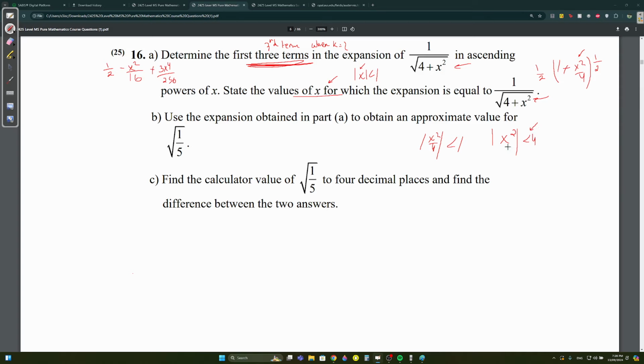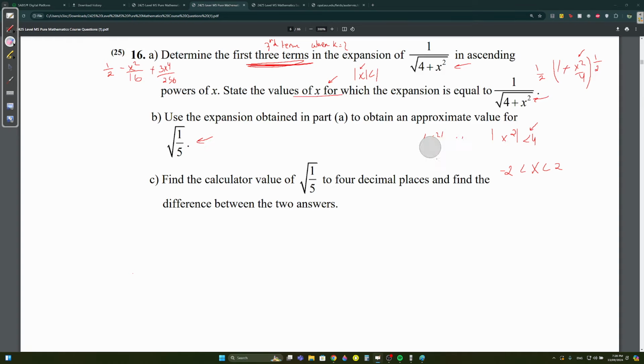Whenever you get this, I'm going to give you a trick. We said we put x in between, right? But in this case, since you have a square, you put x in between the square roots. Put it like this. Now: use the expansion obtained in part A to obtain an approximation for radical 1 over 5.